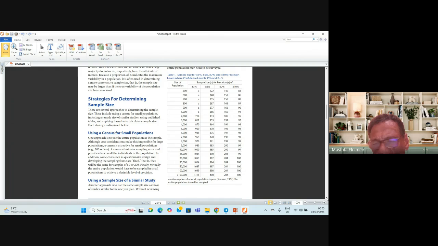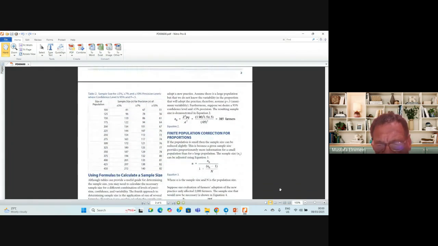Then we have also table 2 here. And here we have the population size from 100 up to 450. And here the level of precision starts with 5%, 7%, and 10%. So you need to have the population, if it is less than 500, and then you have the level of precision, which is 5% or 7% or 10% as you desire. And then you pick easily the sample size.